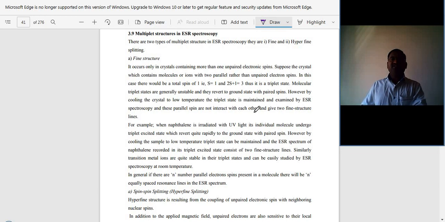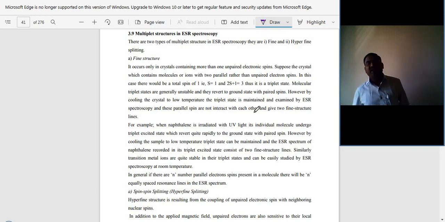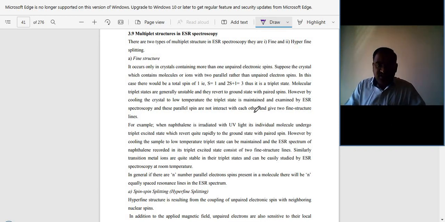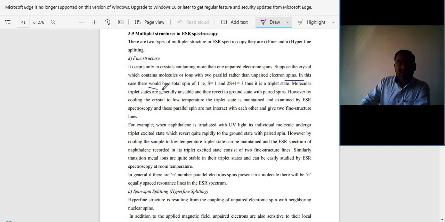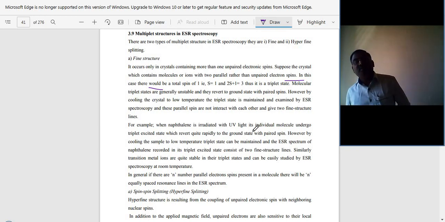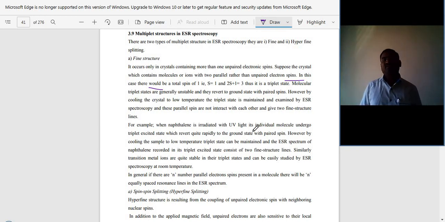The multiplet structures in ESR spectroscopy: there are two types, fine and hyperfine splitting. The fine structure occurs only in crystals containing more than one unpaired electronic spin. Suppose the crystal contains molecules or ions with two parallel unpaired electron spins. In this case, there would be a total spin S equal to 1, and 2S plus 1 is equal to 3.